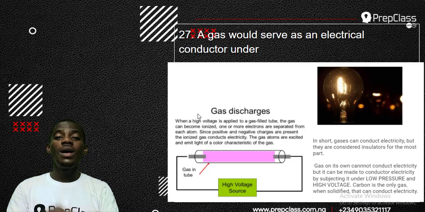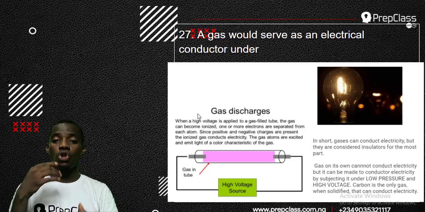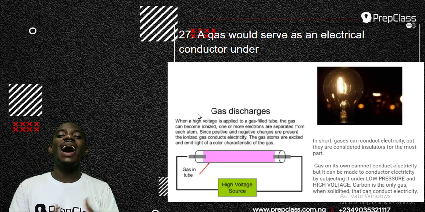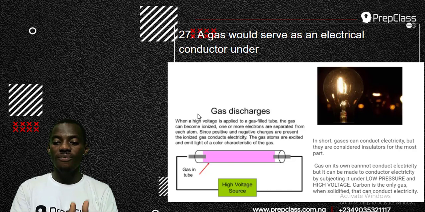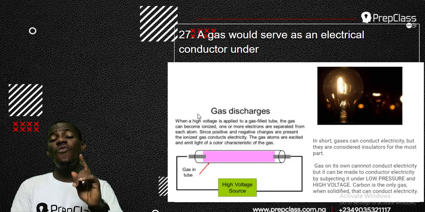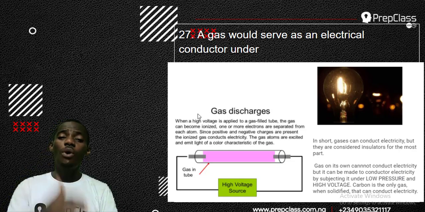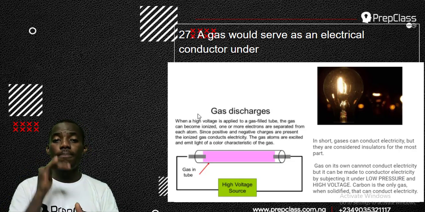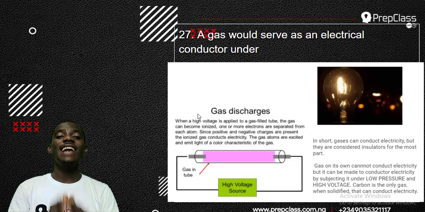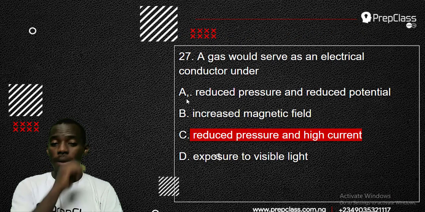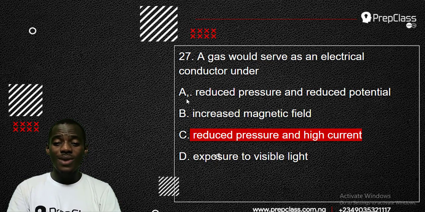If the pressure is low and the voltage is high, there will be conduction, and the gas will behave as a conductor of electricity. So that's the question. Don't forget the condition. The voltage has to be high and the pressure has to be low for gas to conduct electricity. And that brings us to the answer, making option C the correct answer.